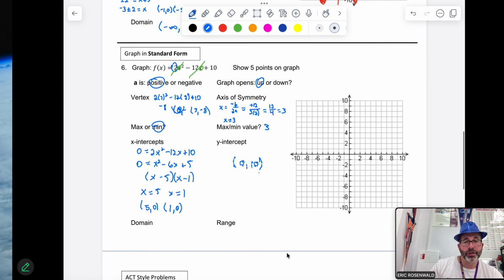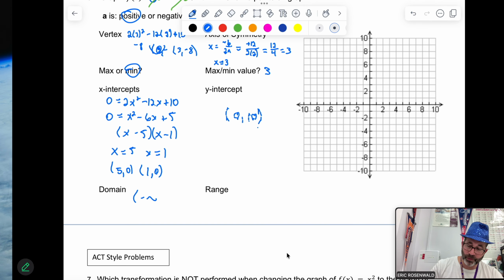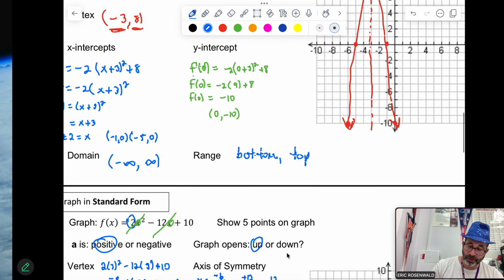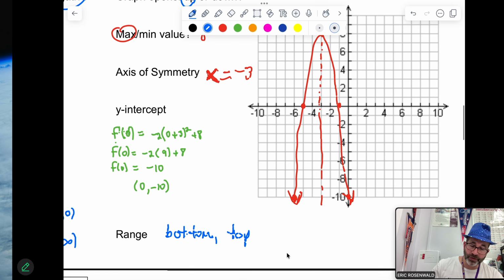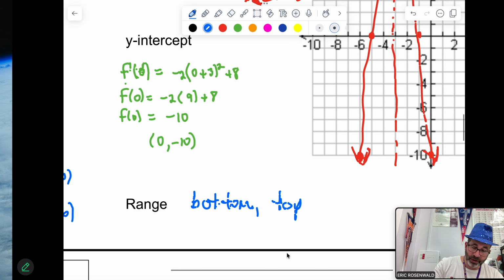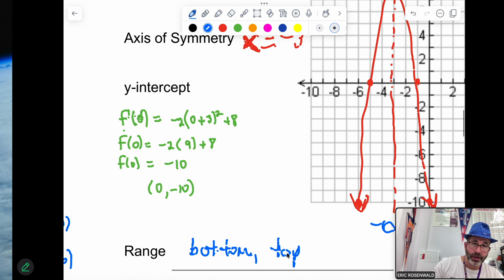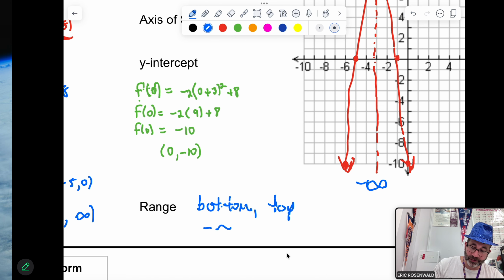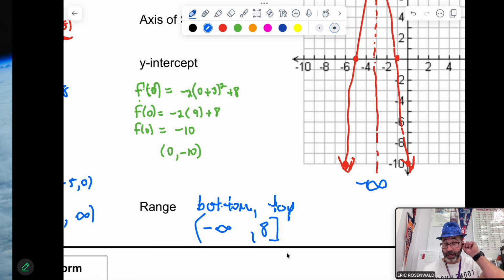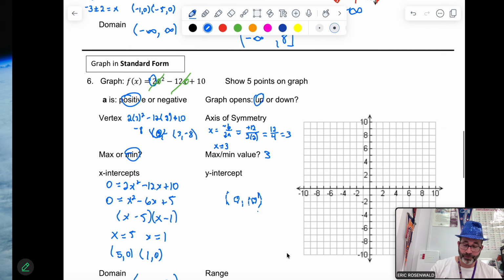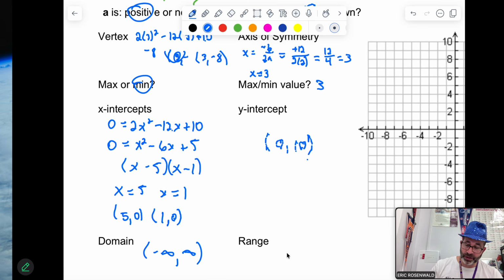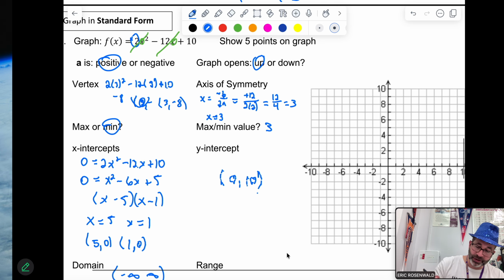Okay, so the domain, it goes left forever. It goes right forever. We didn't do the domain and range for the top, I'm sorry, the range for the other one. The range for this other one goes down to negative infinity, but it goes up only to 8 right here. So the range for this is going to be from negative infinity to positive 8 at the top. It's including 8, but we don't include negative infinity because I can't count to negative infinity. For this one, we'll get to the range in 1 second. We've got a vertex at (3, -8).